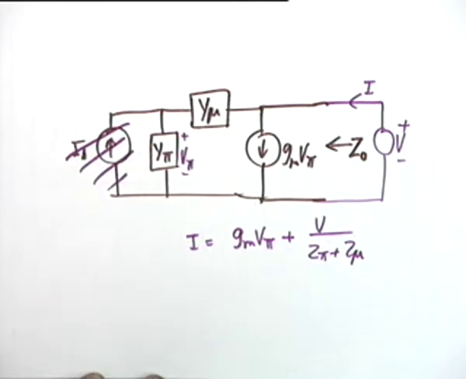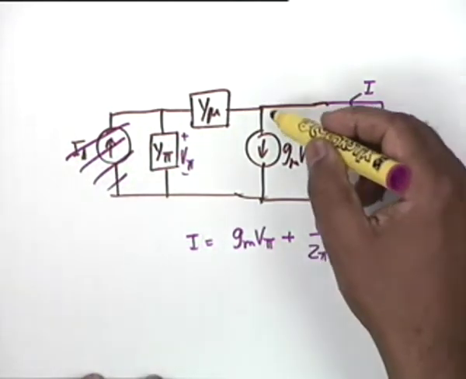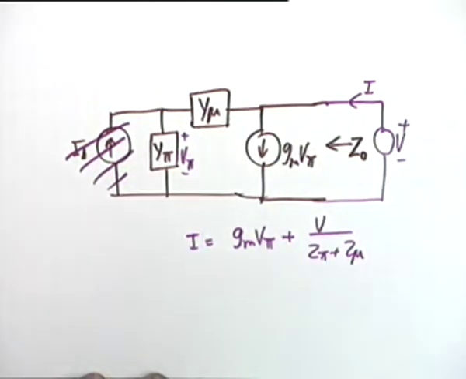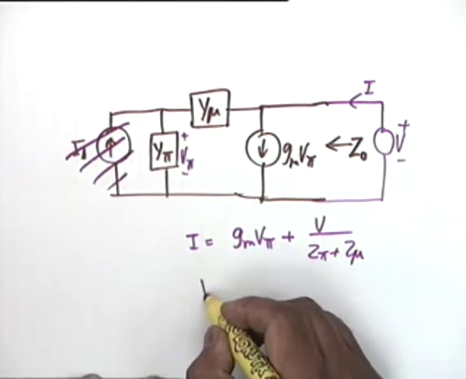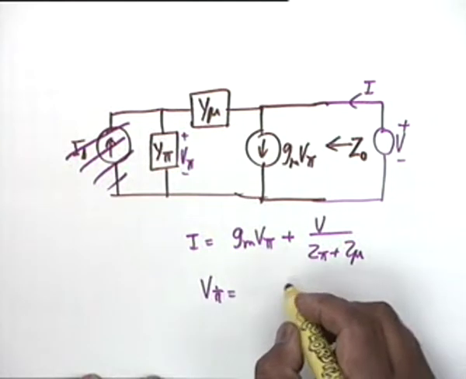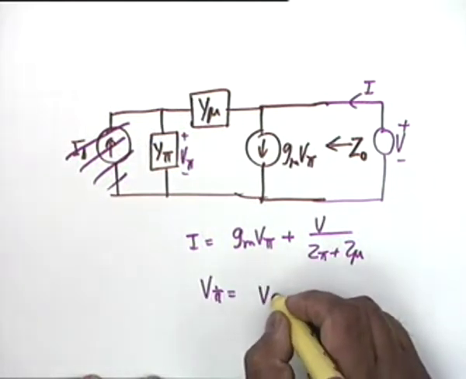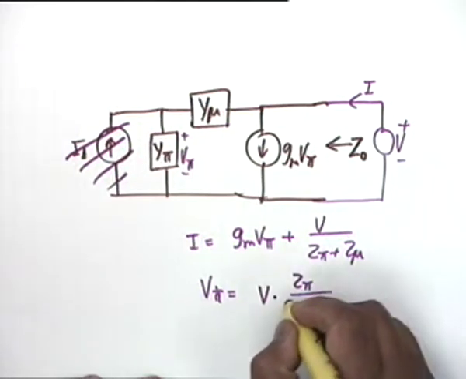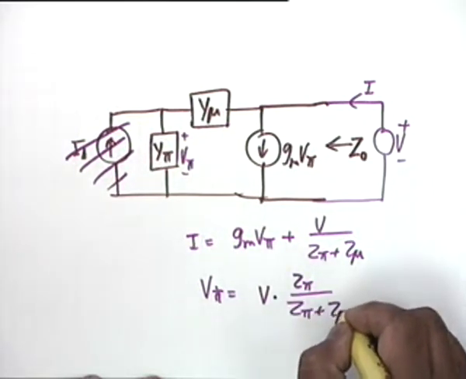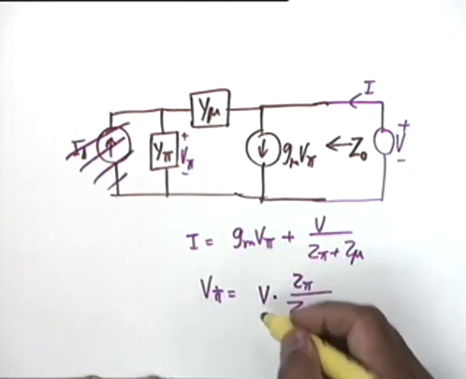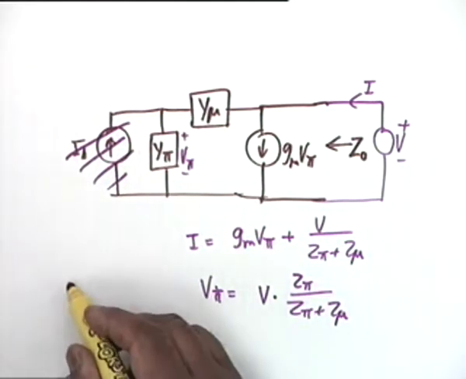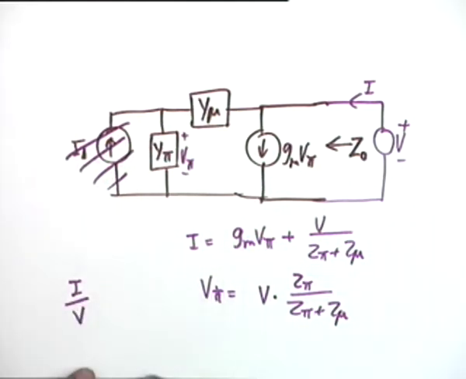So can I do Gm V pi by a resistance of 1 by Gm? Oh no, this voltage is not V pi. That mistake you must never do. You must check what is the voltage across this. And you know V pi is equal to V times Z pi divided by Z pi plus Z mu. And therefore you can combine this to find out what is I by V or V by I.